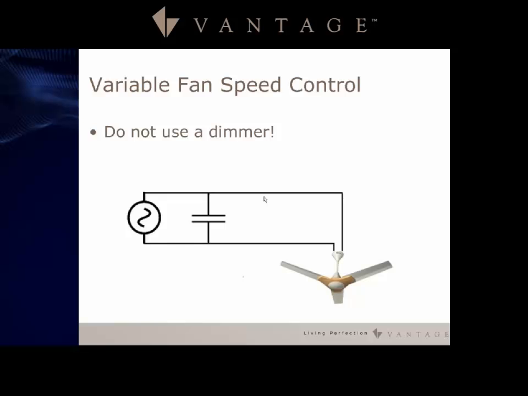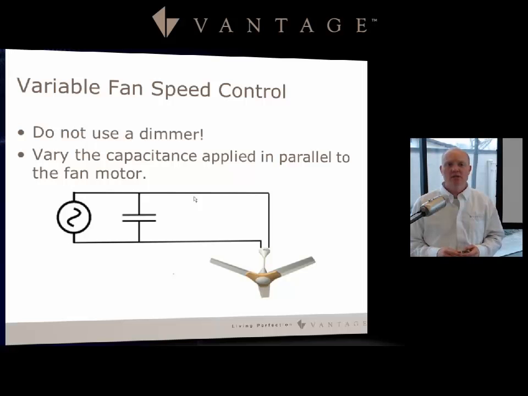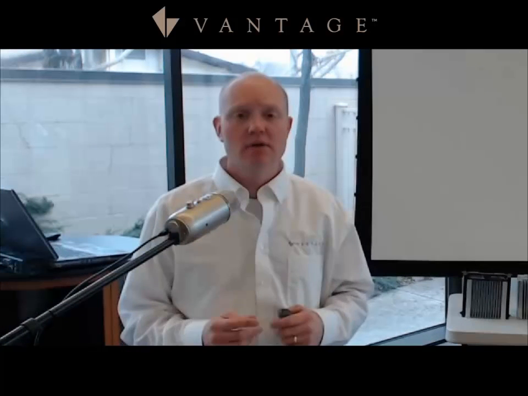One other thing we want to talk about is variable fan speed control. First main point: do not use a dimmer on this. It is not designed for that, and the reason is that the dimmer does not vary the capacitance in parallel to the fan motor, which is required. And so you can cause problems to the motor and to the dimmer of that device.